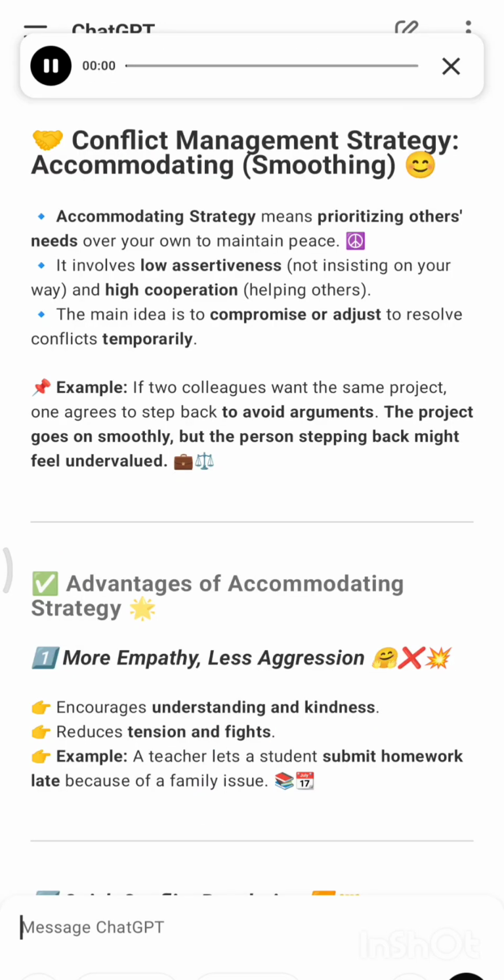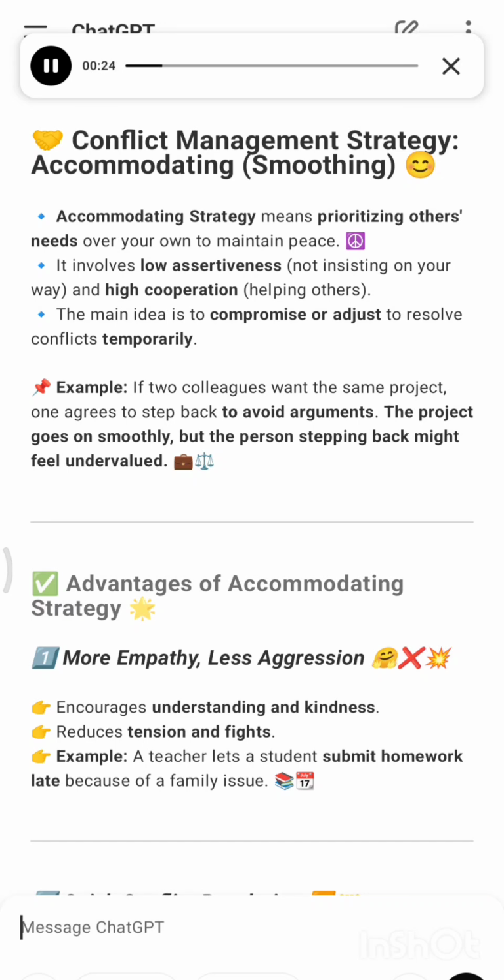Conflict management strategy: accommodating, or smoothing. Accommodating strategy means prioritizing others' needs over your own to maintain peace. It involves low assertiveness, not insisting on your way, and high cooperation, helping others. The main idea is to compromise or adjust to resolve conflicts temporarily.